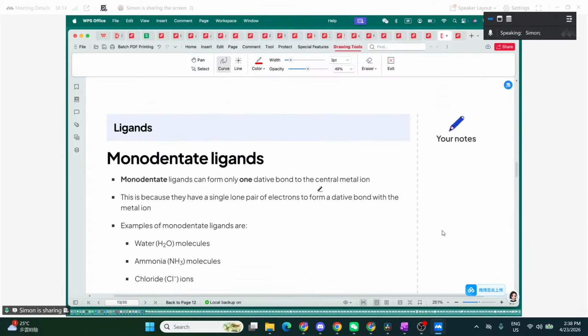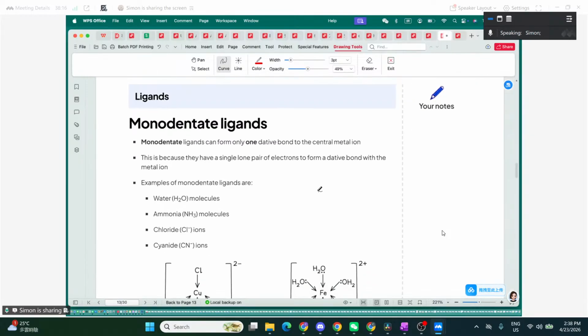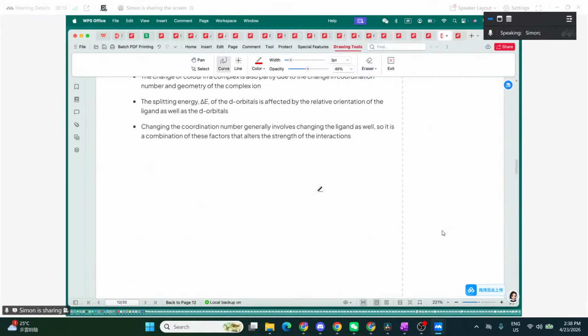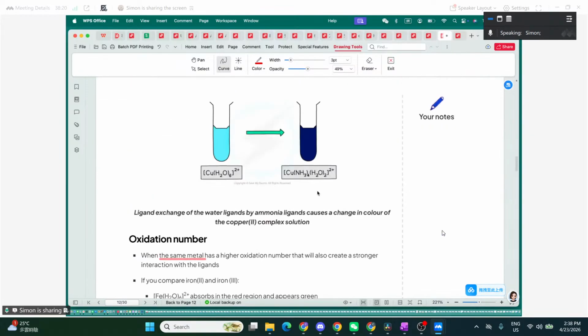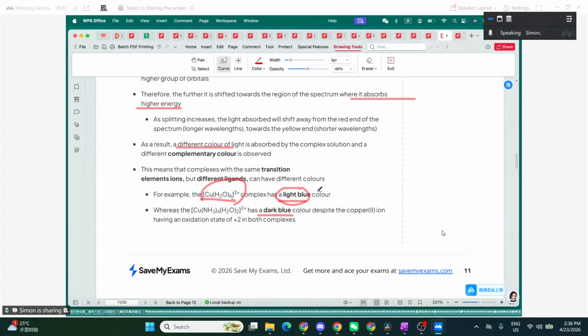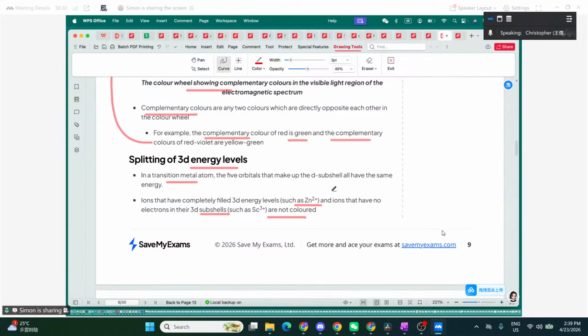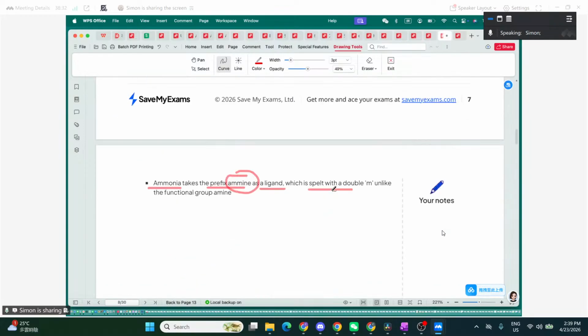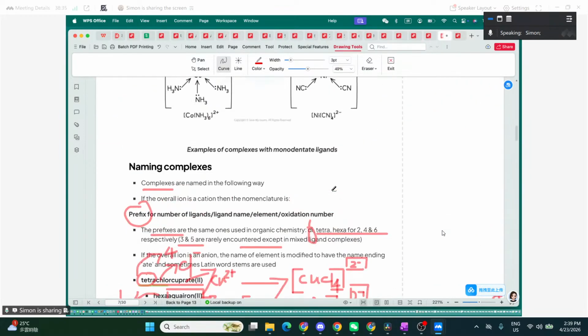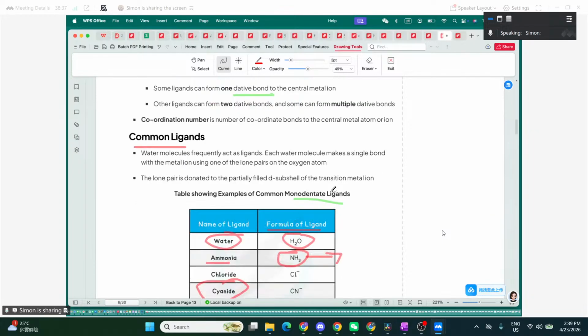Okay, and for this one, after this we have learned the four factors. Understand now? These are the four. Let's quickly review this one.